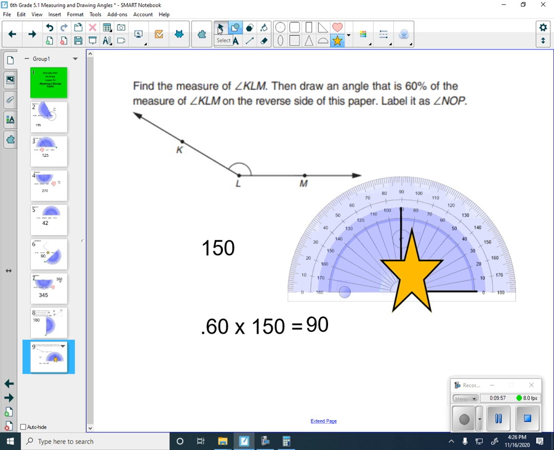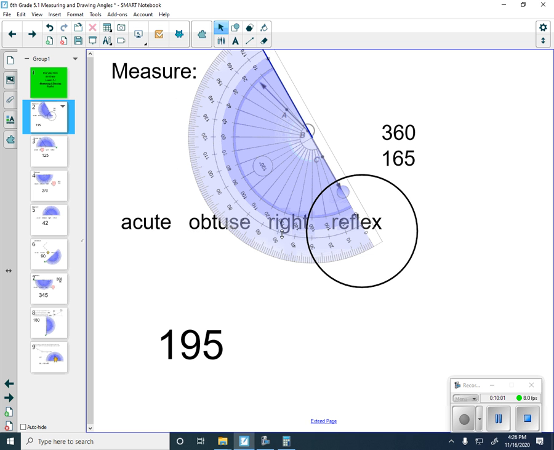Take your time, make sure that you're measuring. There's a reason why I kept on saying over and over again what an acute angle, obtuse, right, and reflex angle, what they are, okay? There's a reason why I kept on going over them so you wouldn't be confused with them.